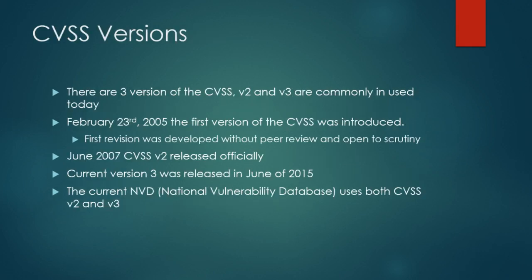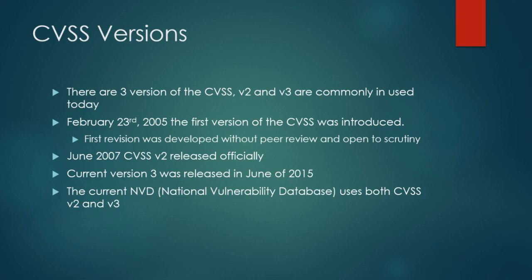All right. So the different versions. Currently we're on CVSS version 3, and versions 2 and 3 are both commonly used today, and they're both used in the National Vulnerability Database. If you were to look up something in the NVD database, you would see a scoring system for both CVSS 2 and CVSS 3.